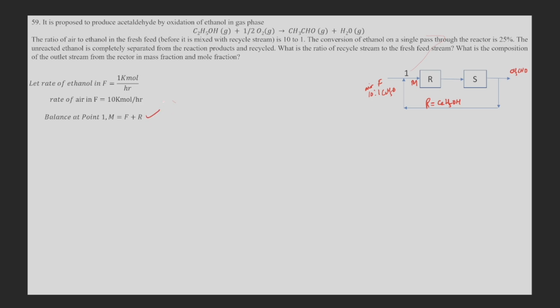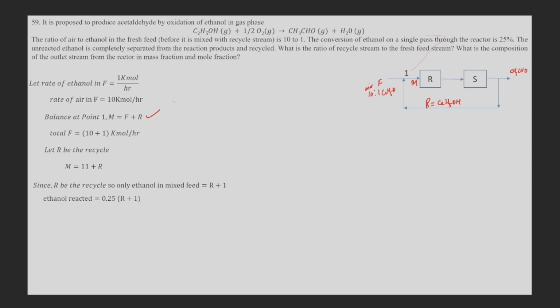M is equal to F plus R. Total F is equal to 10 plus 1, that is 11. Let R be the recycle, so M is equal to 11 plus R. Straightforward, nothing rocket science. Since R is the recycle, the ethanol in the mixed feed will be R plus 1. R is coming from the recycle and 1 is coming from the fresh feed. So it is equal to R plus 1.